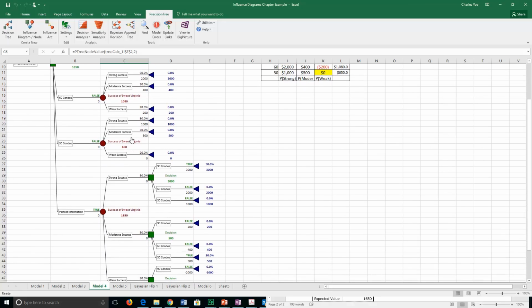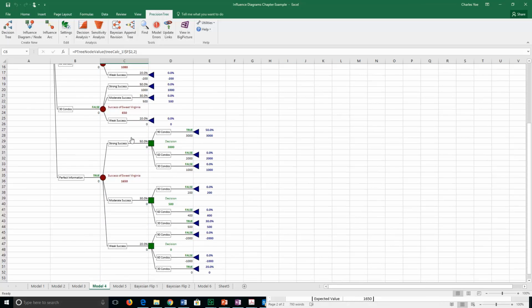However, the bottom branch of the decision node uses a Bayesian flip of the order of the information. Notice now the project size follows the success of the project. This is just the opposite of what we see above, where the project size precedes the success of the project. In cell C36, we see the expected value of the information is $1,650.